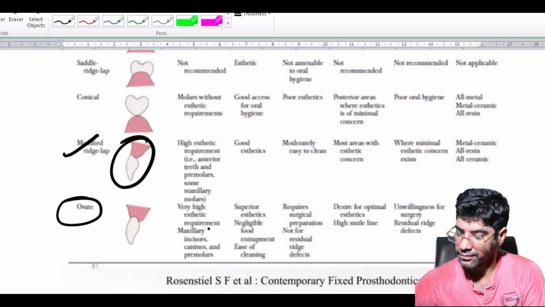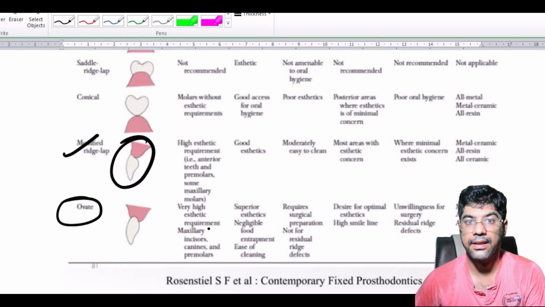Ovate pontics. Ovate pontics are used for defective or healing ridges. They offer excellent aesthetics by appearing to emerge naturally from the ridge. What is a saddle pontic? A saddle pontic has a concave gingival surface that overlaps the ridge, and it is avoided because it is difficult to maintain and tends to accumulate food debris.